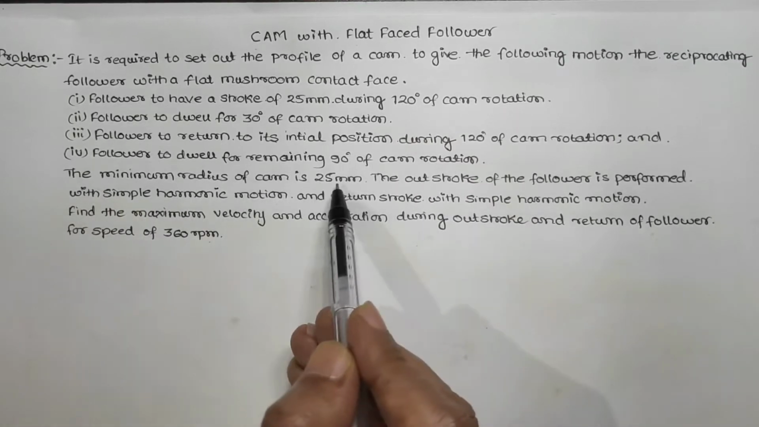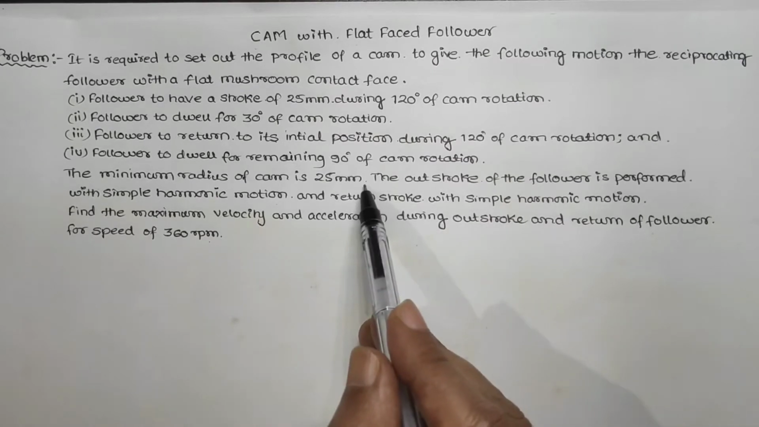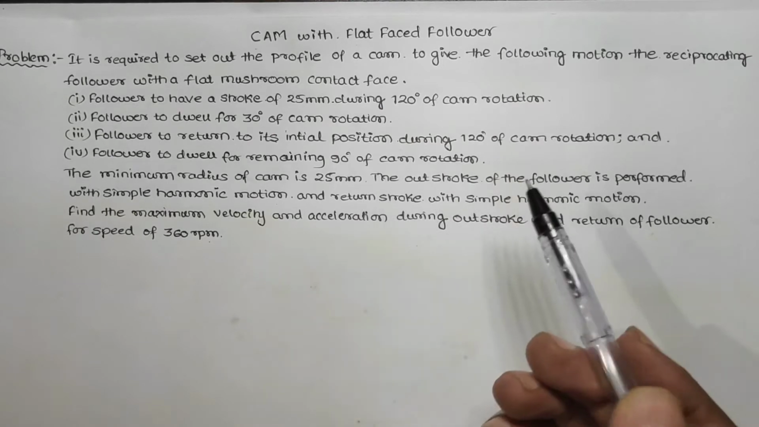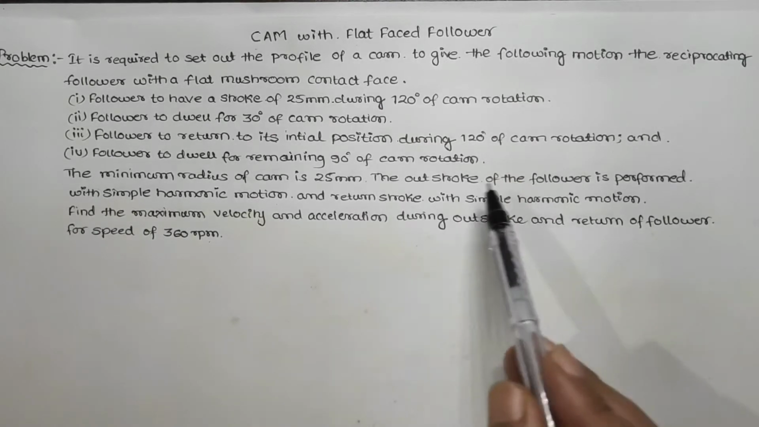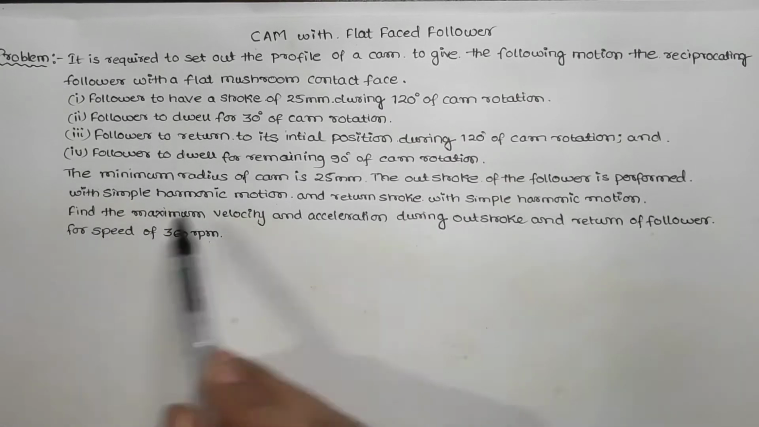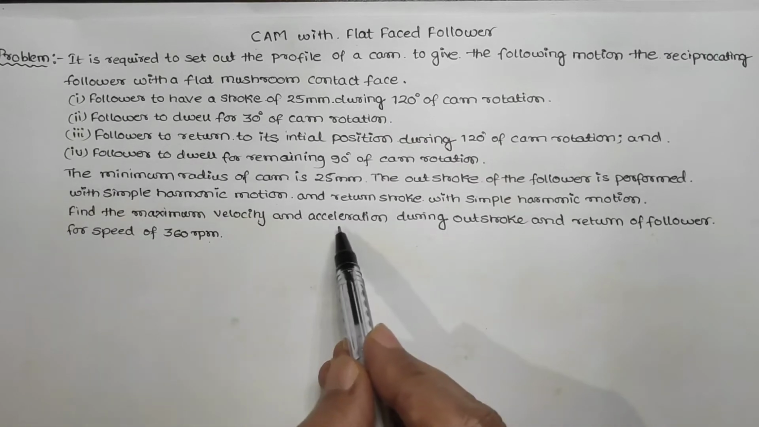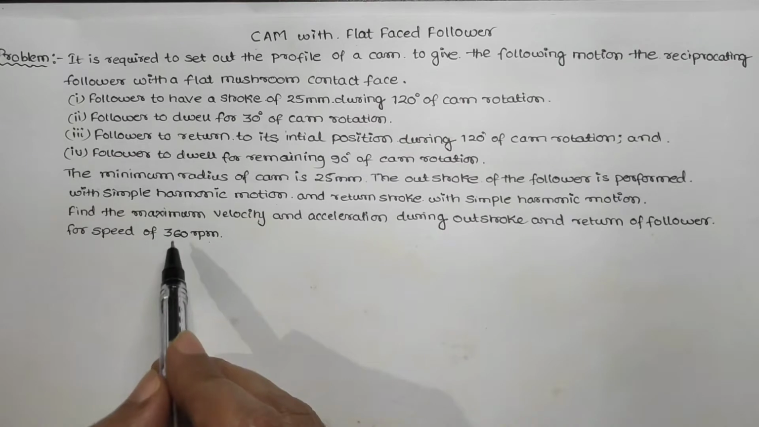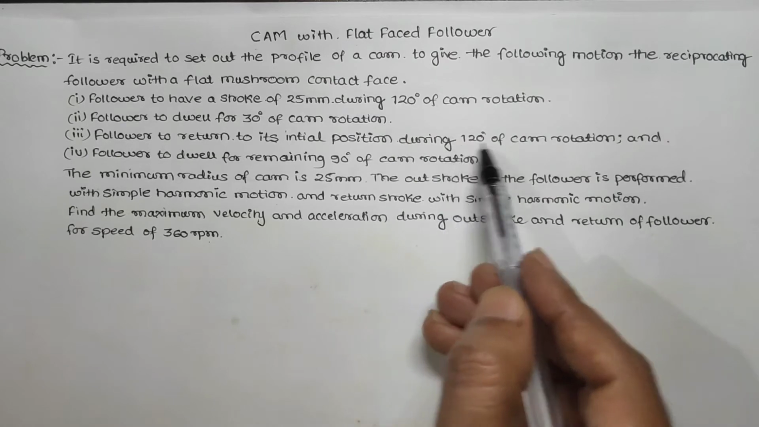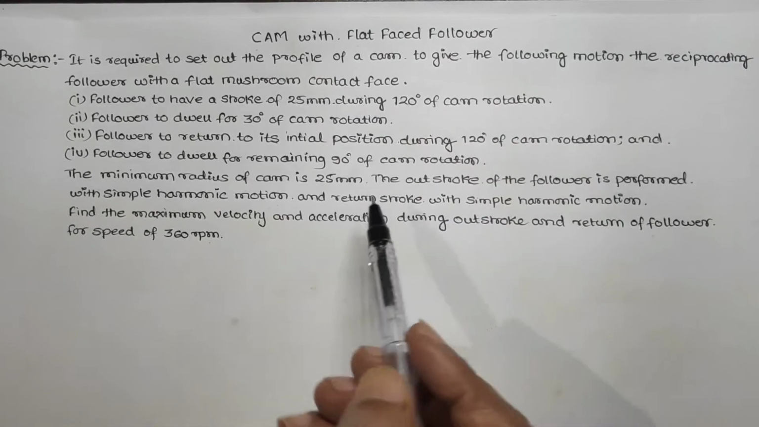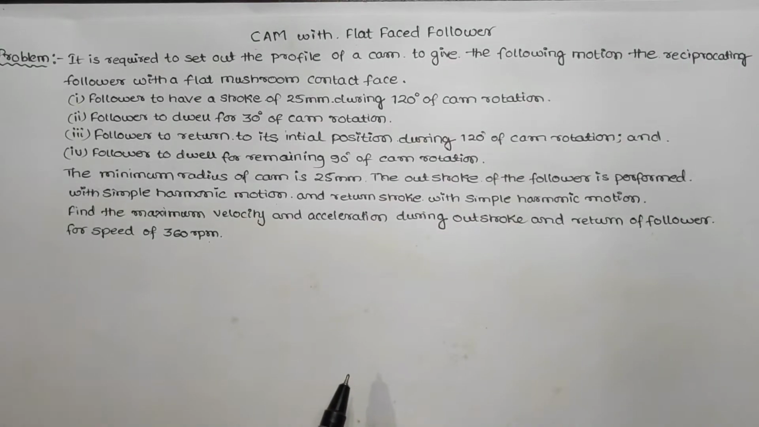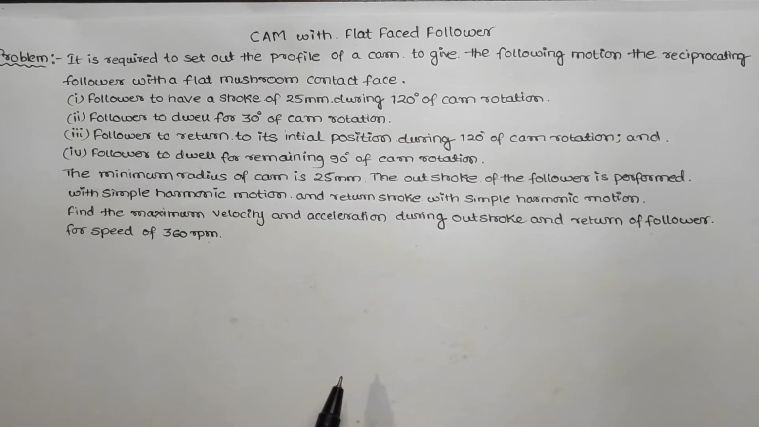Minimum radius of the cam is 25 mm. So here he has given the radius of the cam as 25 mm. But here the roller is not there, so roller radius is not needed and it's not mentioned. The outstroke of the follower is performed with SHM and the return stroke with SHM, both SHM. Find the maximum velocity and acceleration during outstroke and return stroke. Means for outstroke of 120 degrees and return stroke of 120 degrees, you have to find out the maximum velocity. As both are 120 degrees, we can have only one theta value also. Let's go with the problem.